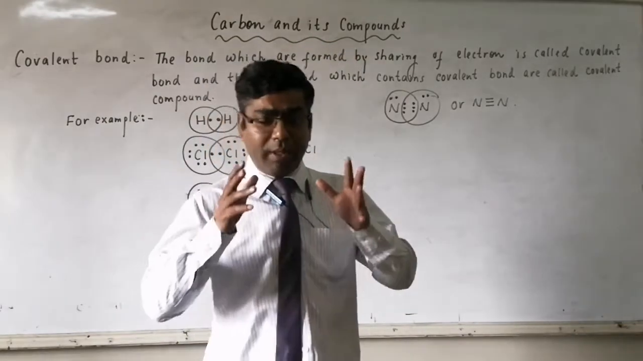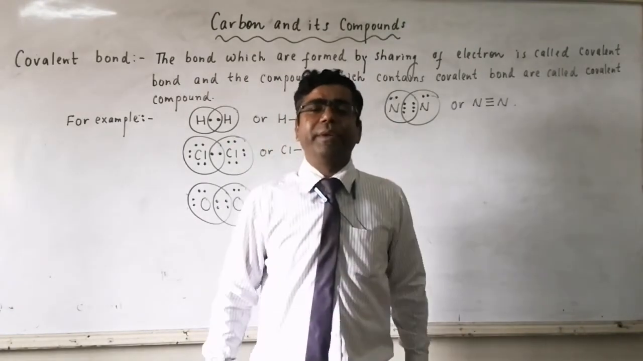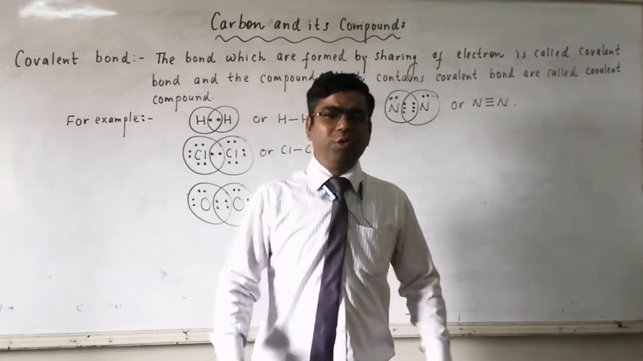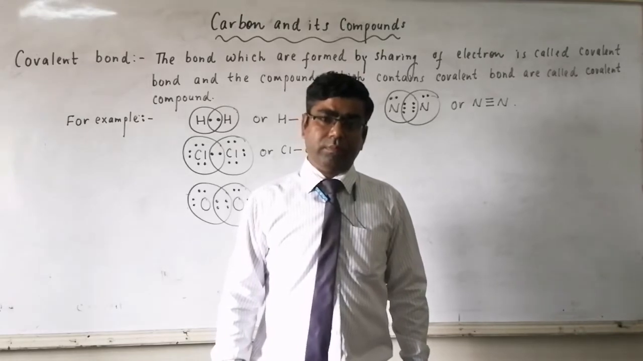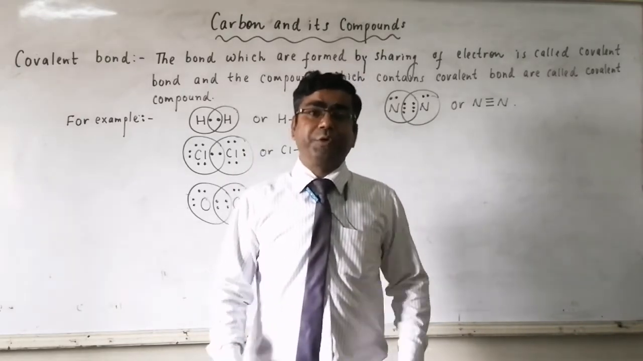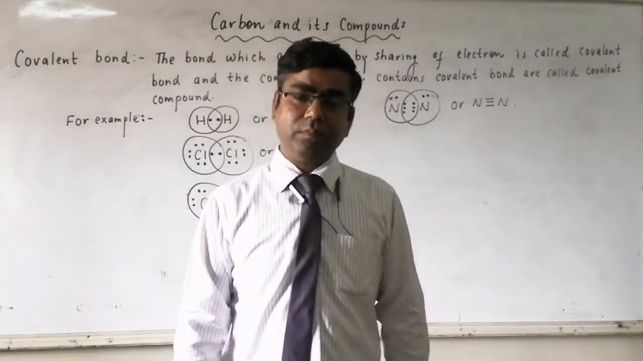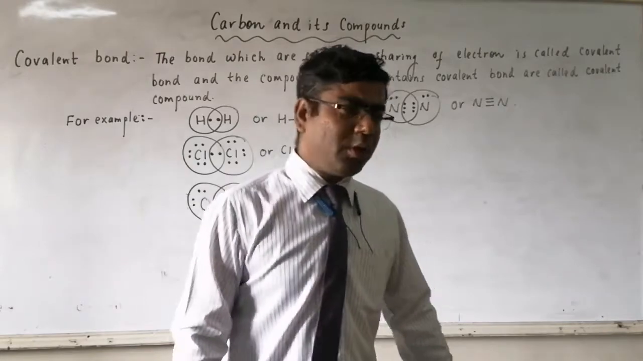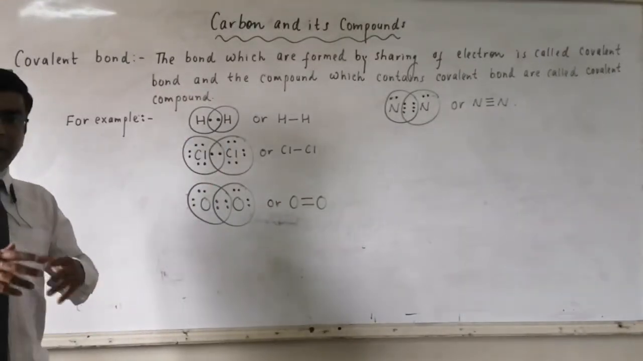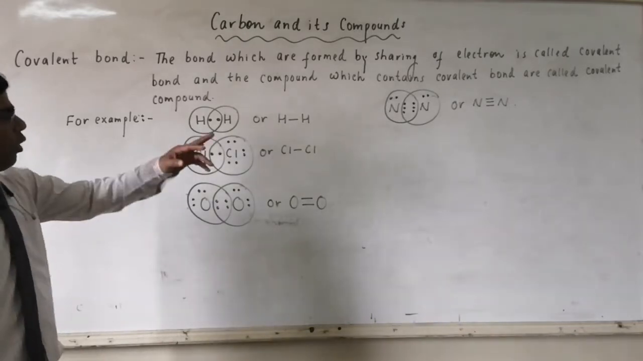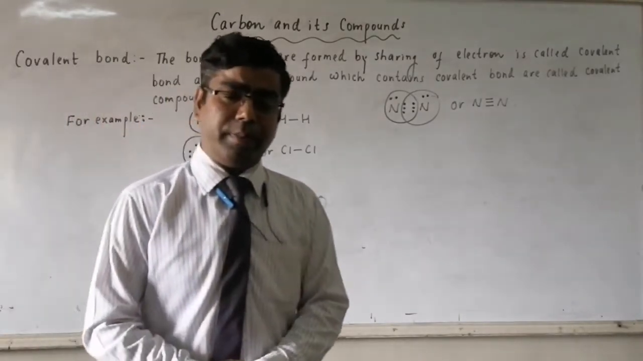Whenever non-metals are involved in a molecule, transfer of electrons never takes place. Losing and gaining of electrons is not possible. In that case, sharing of electrons between the non-metallic atoms takes place. So the definition of covalent bond: the bond which is formed by sharing of electrons, it can be one or more than one electron, is called covalent bond, and the compounds which contain covalent bond are called covalent compounds.